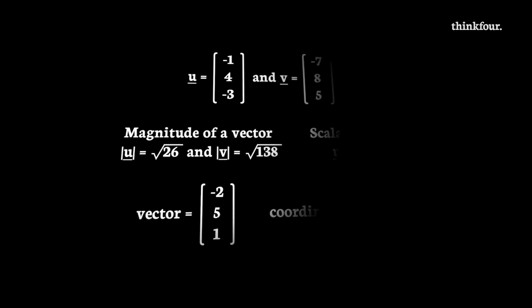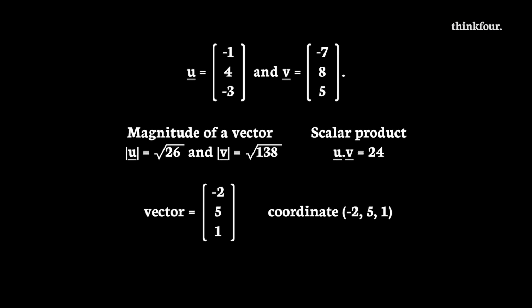In the vectors topic, you need to use the right notation so that you are in fact showing magnitude using the vertical lines, or using the notation for scalar product u dot v. You also need to be sure that you read questions carefully and are giving a vector or a coordinate depending on what you're asked for. In all these situations, you can lose marks if you get the notation wrong, even if the answer is right in the end.